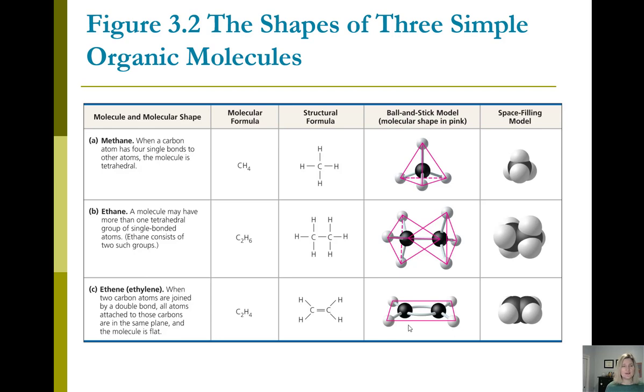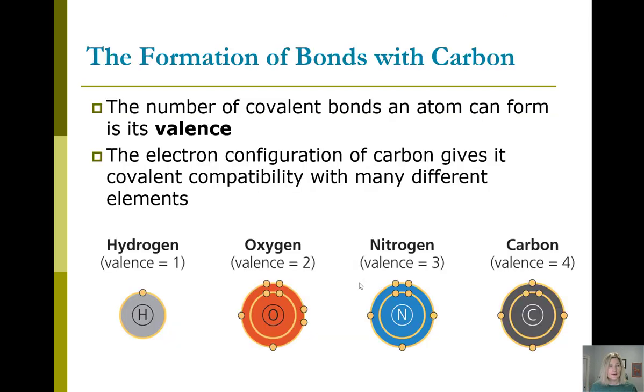So there's different shapes. We're basically just working with 2 atoms here, carbon and hydrogen, and you can see the unique structures that are being formed with just those 2 elements. Okay, so let's talk about how carbon forms its covalent bonds.